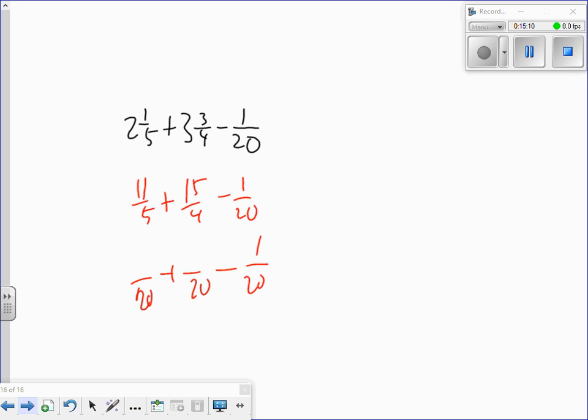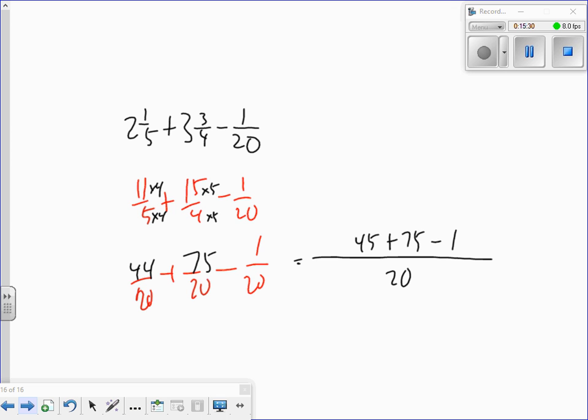This one over here, if I multiply by 5, you get 20. Multiply this by 5, you get 75/20ths. And so multiply this by 4 and this by 4, you get 44/20ths. So here's what I'm going to do. I'm going to keep my denominator, and I'm going to operationally solve my numerators.